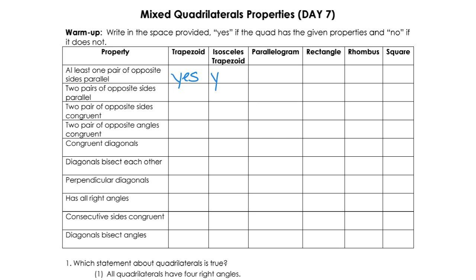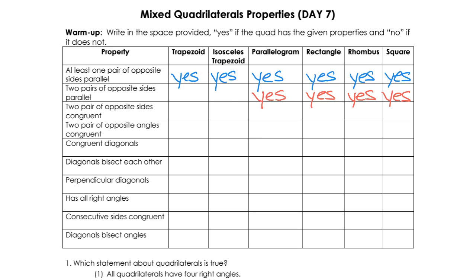Isosceles trapezoids will also have at least one pair of parallel sides, as well as all of our parallelograms, including the rectangle, the rhombus, and the square. Okay. Two pairs of opposite sides parallel, that begins with the parallelogram. And since the rectangle, rhombus, and square are all parallelograms, we'll say yes for all of them.